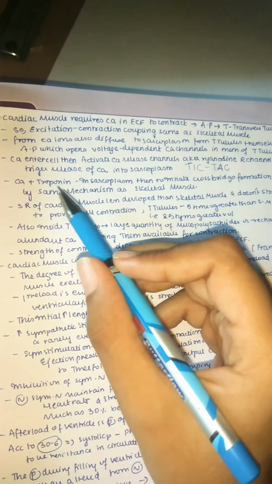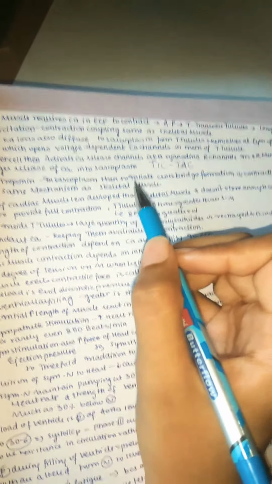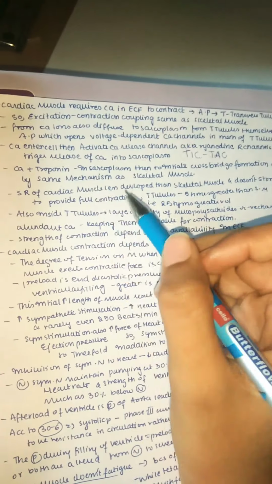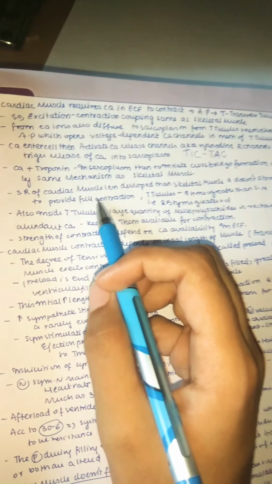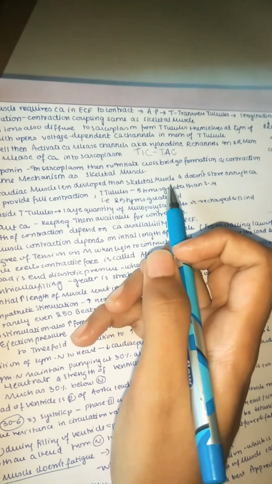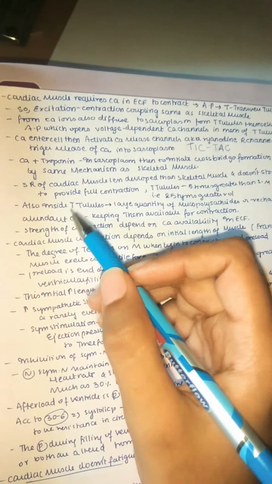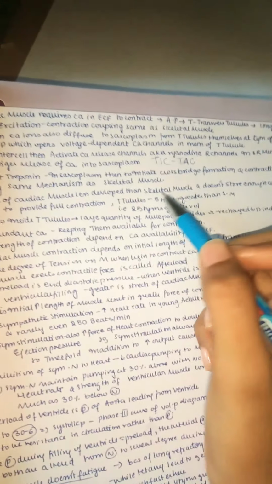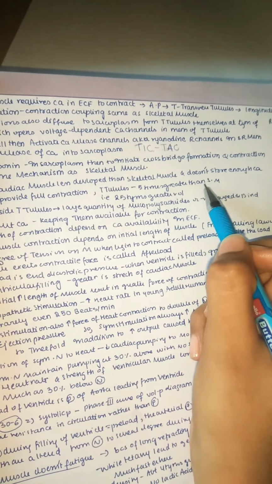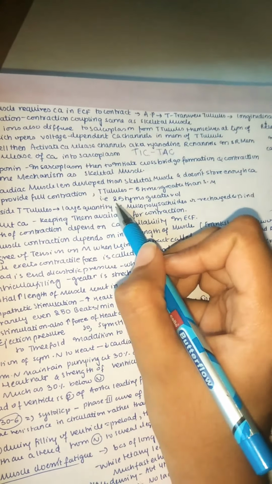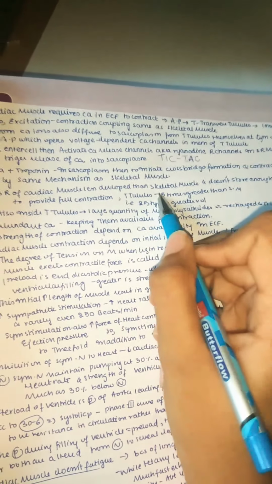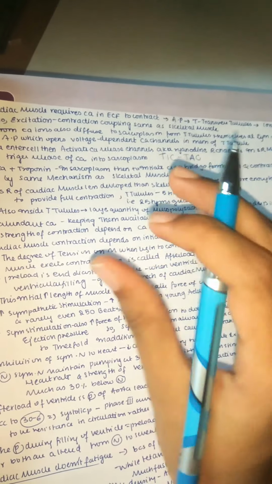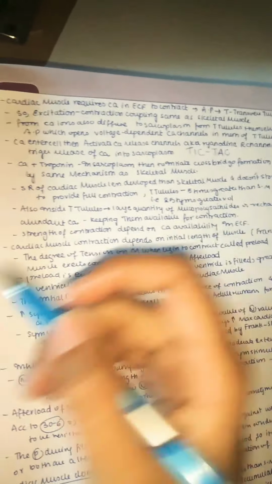So in the sarcoplasm, of course, then to initiate the cross bridge formation and contraction by the same mechanism as skeletal muscle. The sarcoplasmic reticulum of cardiac muscle is less developed than the skeletal muscle and doesn't store enough calcium to provide the full contraction. So the T tubules, which are 5 times greater in diameter than the skeletal muscle, that is 25 times greater volume, now you can understand T tubules play a very important role for storage of calcium in our cardiac muscle when compared with the skeletal muscle.